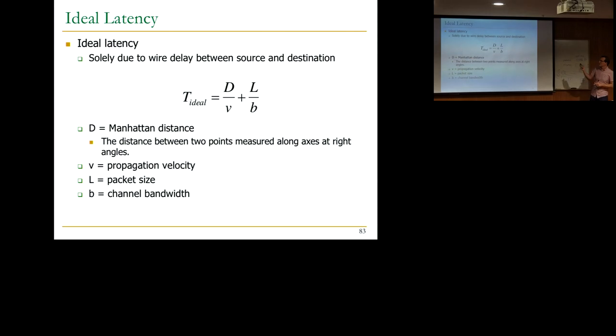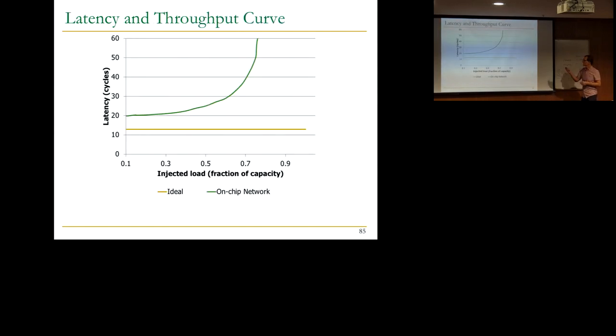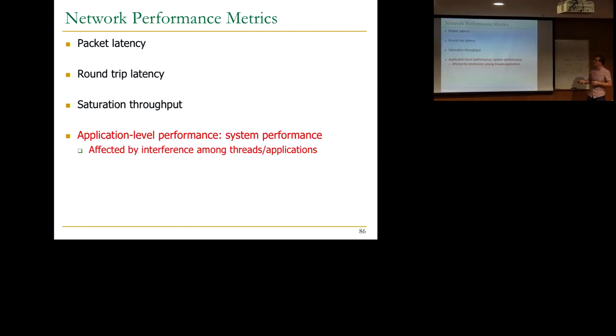Okay, so we've also discussed this. This is the ideal latency. I'm not going to go over this right now. This is the actual latency. Actual latency is dictated by how many hops you have and how much latency you see due to contention. And this was one other example. And we said packet latency, round trip latency, saturation throughput, these are network performance metrics.